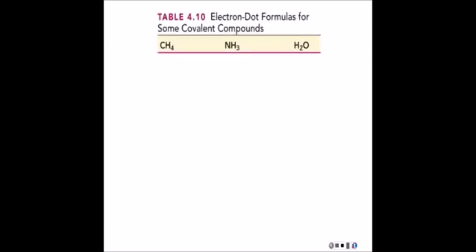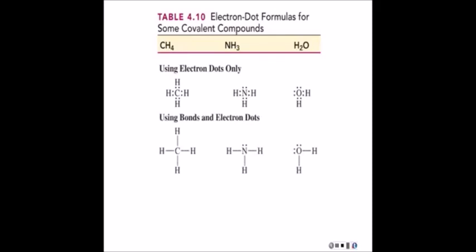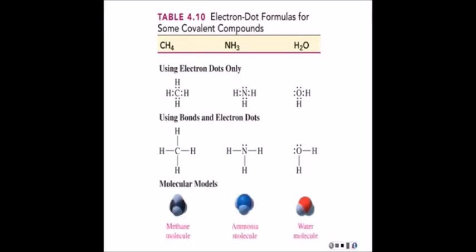You can summarize all of those for these guys. Here we go. We have CH4, NH3, and H2O. CH4 would be the same as the CCl4 that I did earlier. So we have electron dot structure. We have what we'll call a Lewis structure, our structural formula. And lastly, we have molecular models. They all kind of show the same thing.